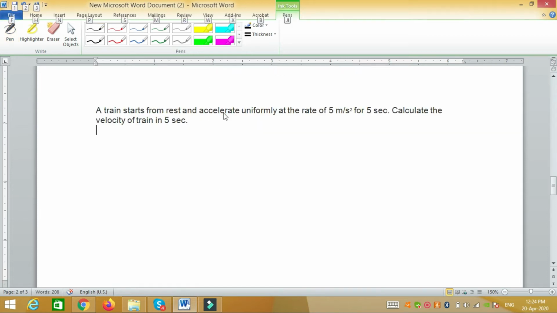For the next one, I'll just give you a hint. This is very easy. The train starts from rest. It means its initial velocity is 0 and it accelerates uniformly at the rate of this. So this is your acceleration, 5 meter per second square, and time is given to you, 5 seconds. You have to calculate its final velocity after 5 seconds.